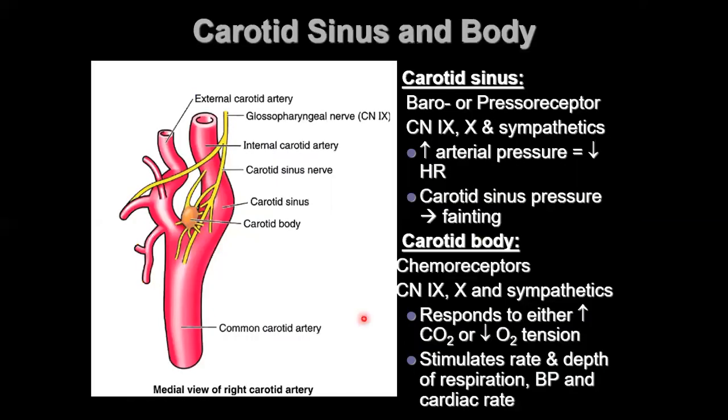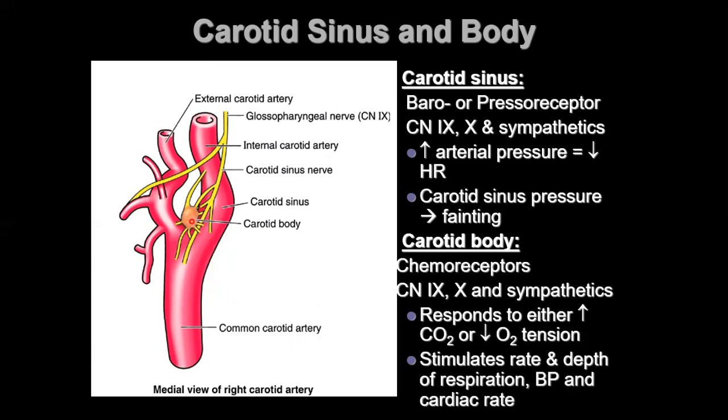Okay, so your carotid sinus and body, and I think I'm going to end on this. Your carotid sinus and body are two areas of receptors that help with the regulation of your heart rate. And these are all part of the autonomic nervous system.